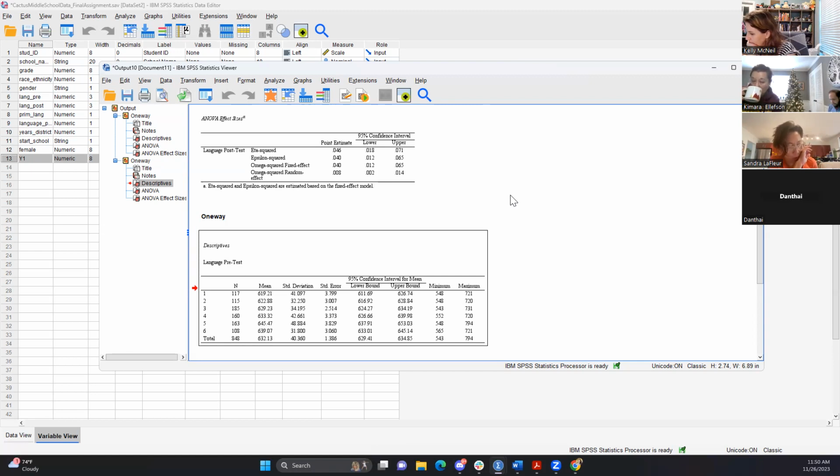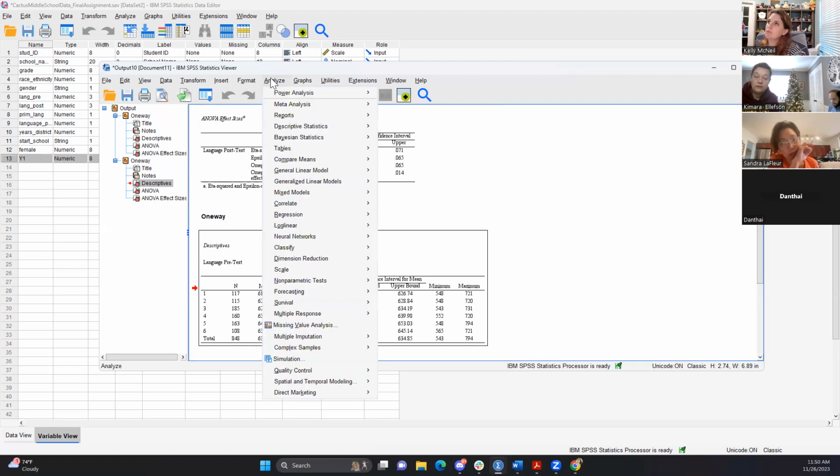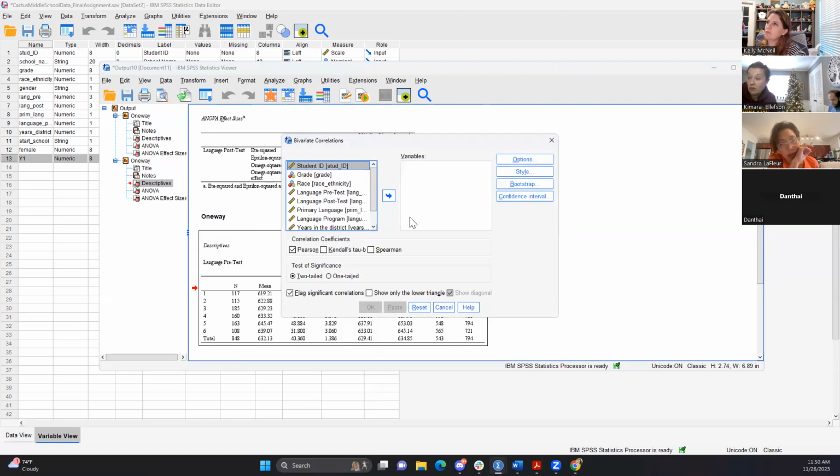All right, so we could do that. Do you want to go there? Analyze, correlate, bivariate. Because I think that's the only way we could say that mobility matters. You can wonder based on this. So we would do years in the district, and we would do post-test. Is that all we want to do right now?